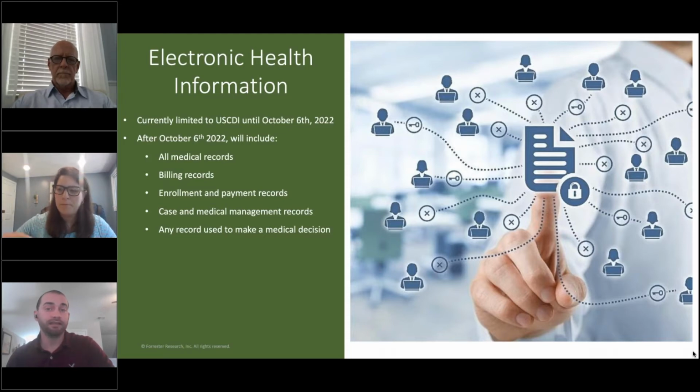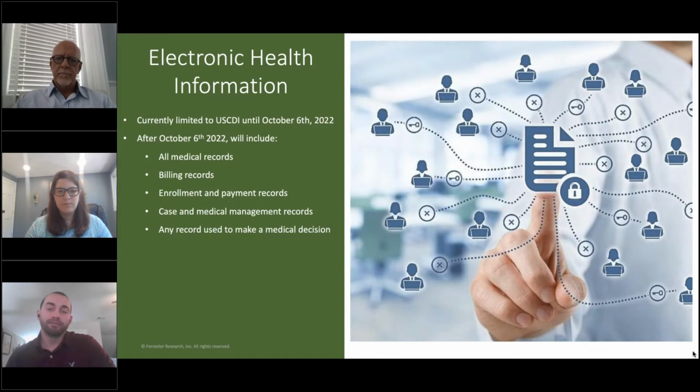transmitted or maintained, either electronically or by other means, to the extent that it would be included in a designated record set. A designated record set is a group of records maintained for a covered entity that includes medical records, billing records, patient enrollment information, payments, and claims. Basically, anything that can be used in part or in whole to make decisions about an individual's health will be included in this designated record set.